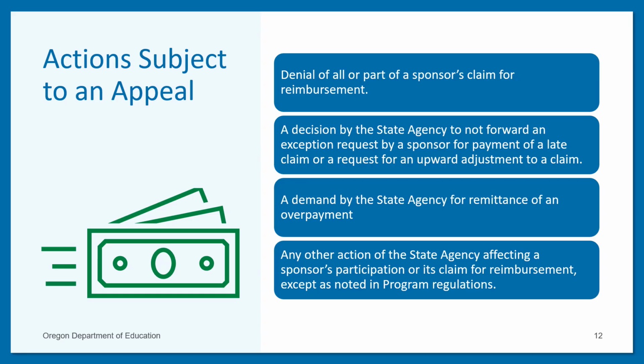Any other action by the state agency affecting a sponsor's participation or its claim for reimbursement, except as noted in program regulations. ODE-CNP may take other actions affecting a sponsor's participation or its claim. For example, limitations imposed on the number of sites a sponsor may have, or determinations regarding whether specific costs included in the sponsor's budget represent allowable program expenses.